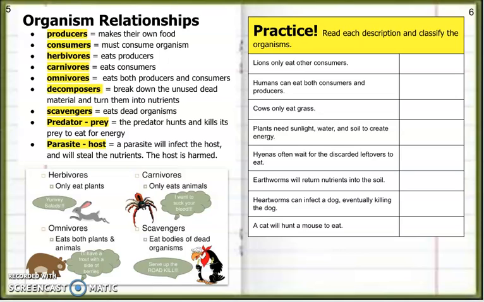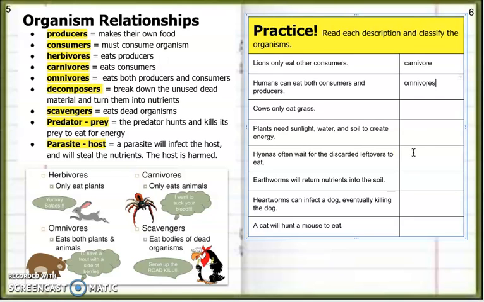Now what you're going to do is read each description and classify the organism. So lions only eat other consumers. Well, then that's going to make them a carnivore. For each one of these, you're going to do the same thing. Read it and then indicate which one of these it is. So humans can eat both consumers and producers. Well, if they can eat both, then they're going to be omnivores.